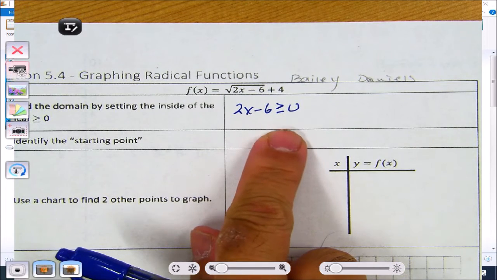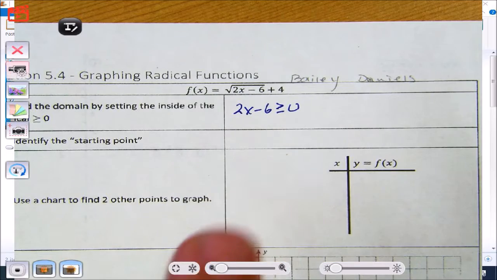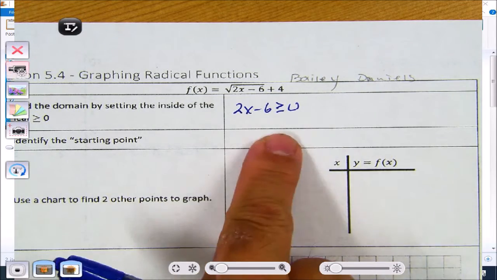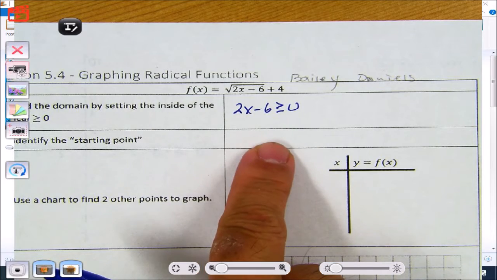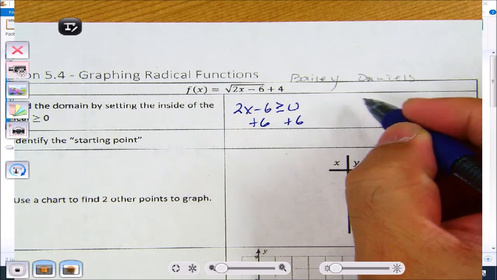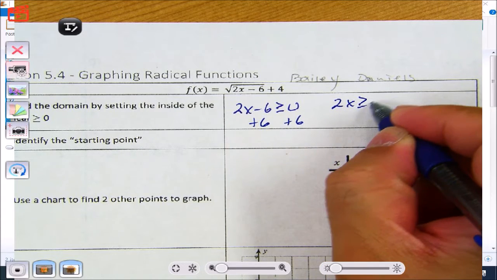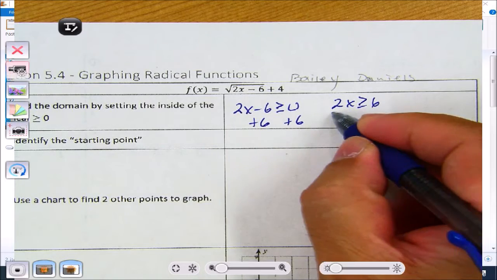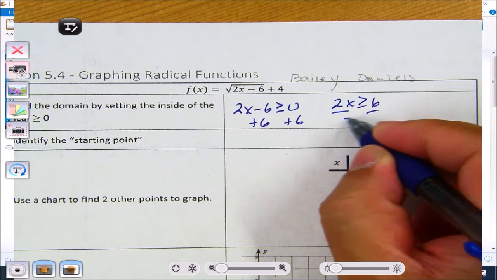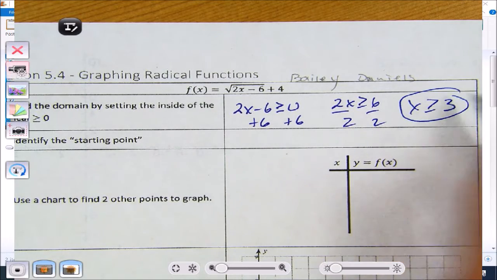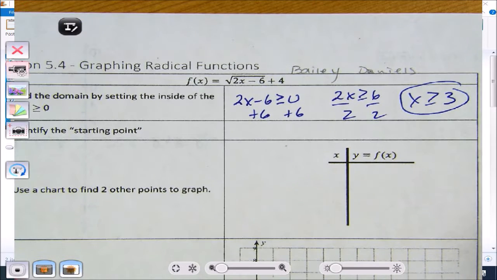This part right here, the greater than or equal to 0, is every time. You may not keep it, but you start with it every time. Now, solve this. So you add 6 to both sides. So you get 2x is greater than or equal to 6. What's the next step? Divide by 2. So you get x is greater than or equal to 3. That is my domain.